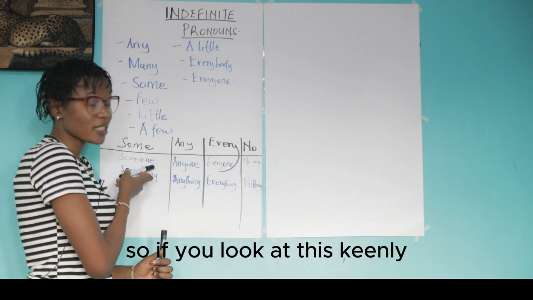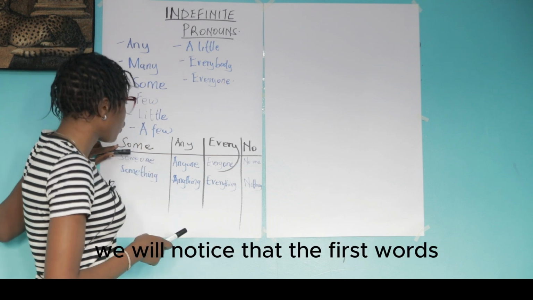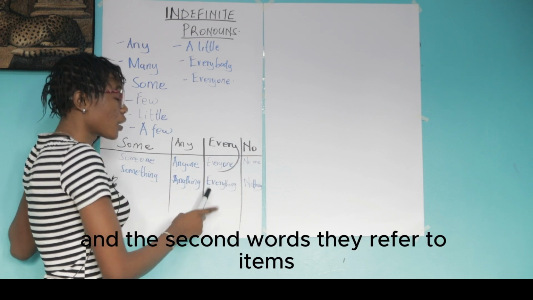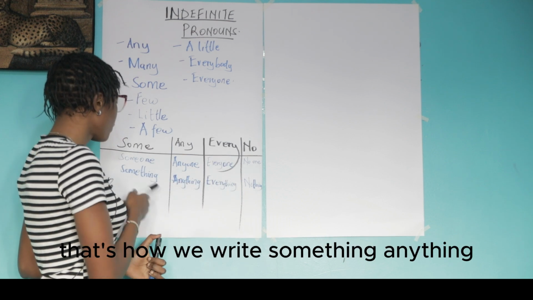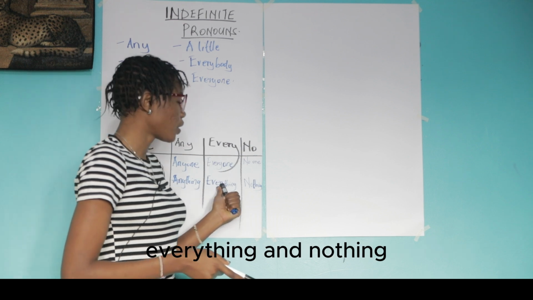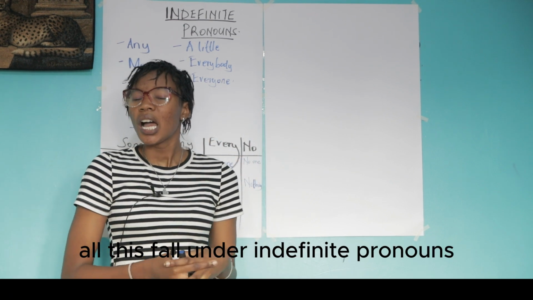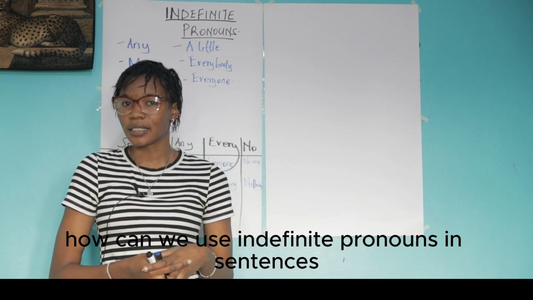If we look at this keenly, we'll notice that the first words refer to people, and the second words refer to items. That's why we write something, anything, everything, and nothing. All these fall under indefinite pronouns. How can we use indefinite pronouns in sentences?